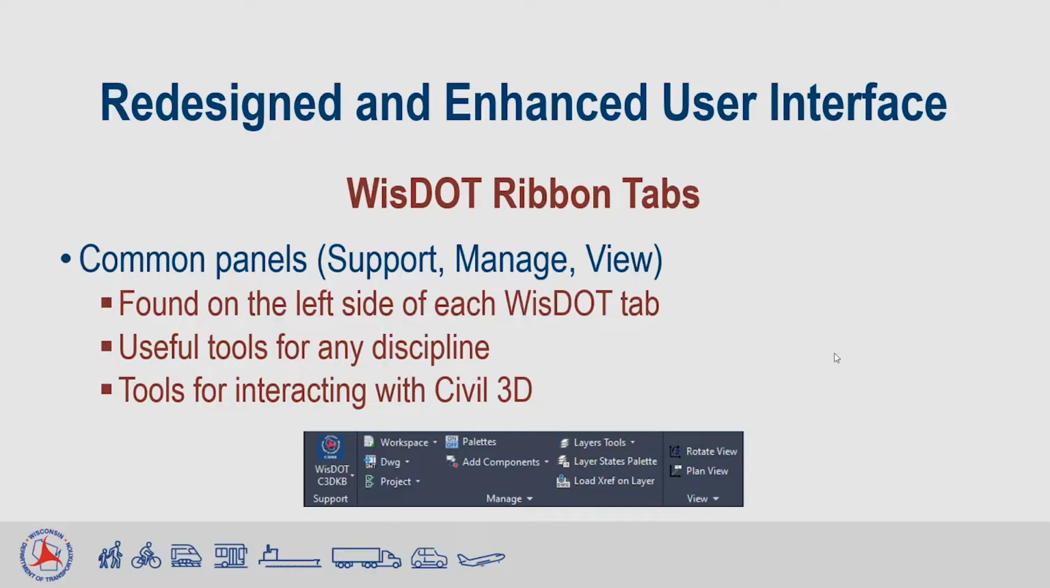With our old design, things were just put on the ribbon tabs, and there wasn't a lot of room for us to expand. So now you'll notice a lot more of these drop-down menus. You can see here we've got one for workspace, DWG project, layer tools. That gives us buckets to put new tools into as we expand our library.